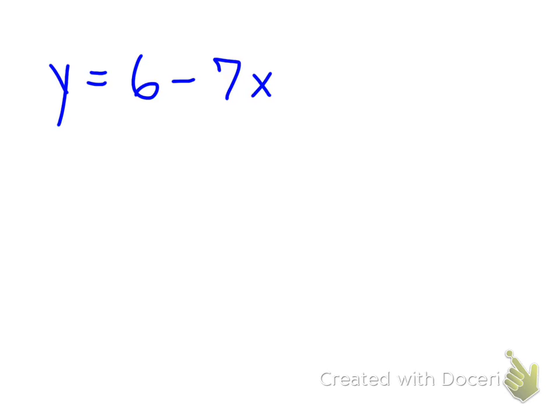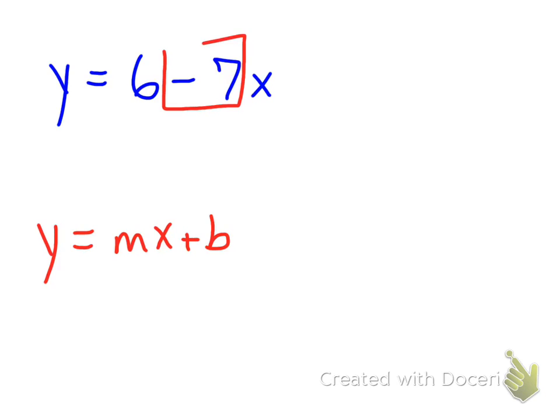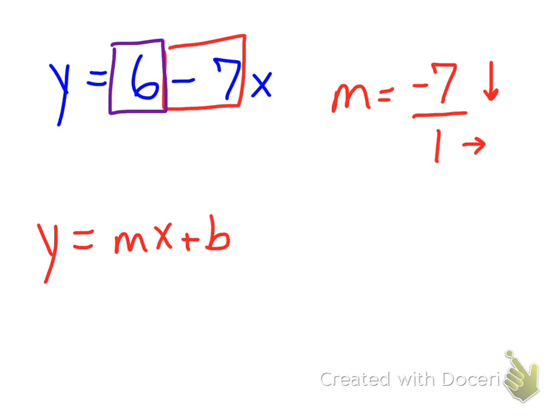This example looks a little bit different. It is not in the y equals mx plus b format. It's been moved. However, the value that is still multiplying x is now a negative 7. So that is still the slope, a negative 7. And if again I want to think of it as a slope triangle, it's negative 7 over 1. So it would be down 7 to the right 1. The number then that is added to x is the 6. So the y-intercept here is a positive 6.